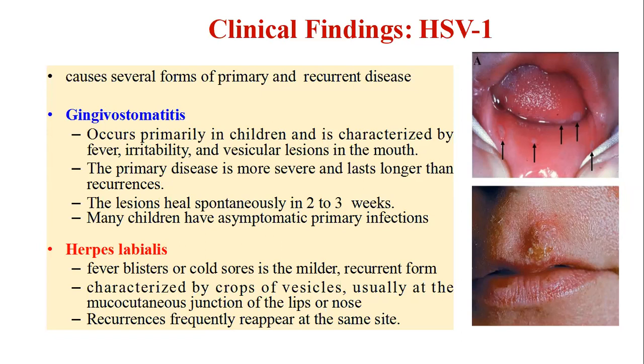The second type is herpes labialis. This is cold sores. It is a milder, recurrent form, characterized by crops of vesicles, usually at the mucocutaneous junction between the lips and the nose. The second picture shows what herpes labialis is. Recurrences frequently appear at the same site in case of herpes labialis.